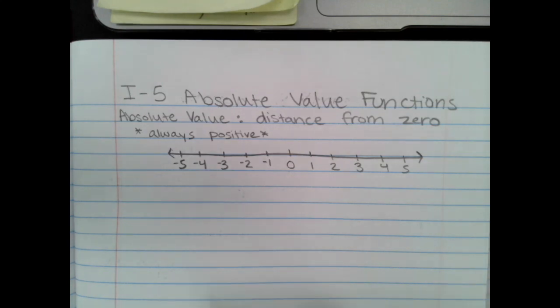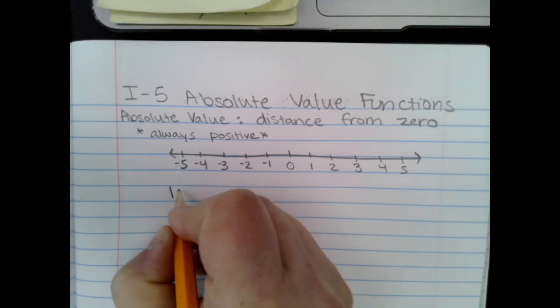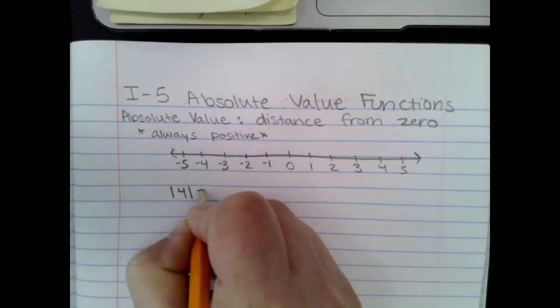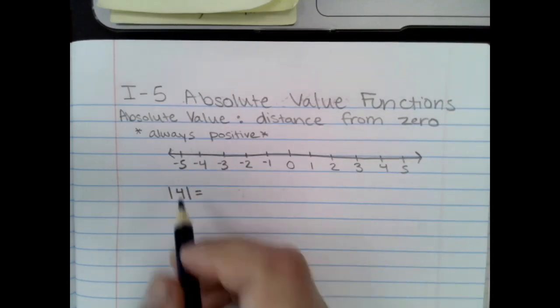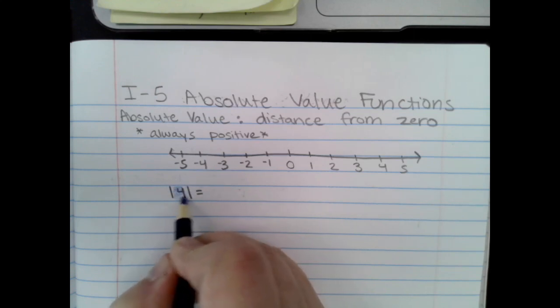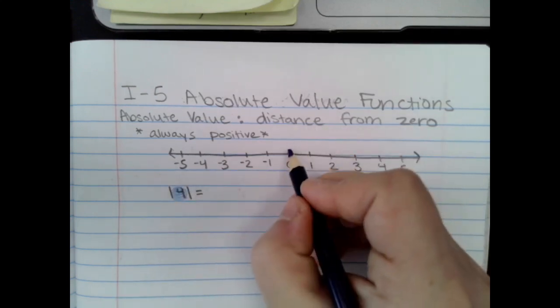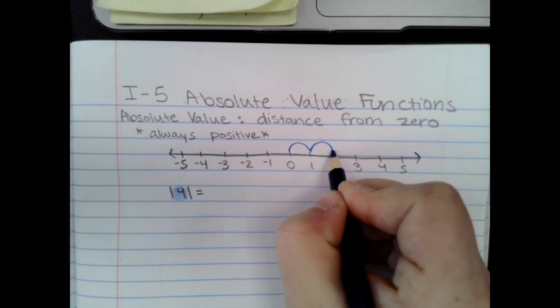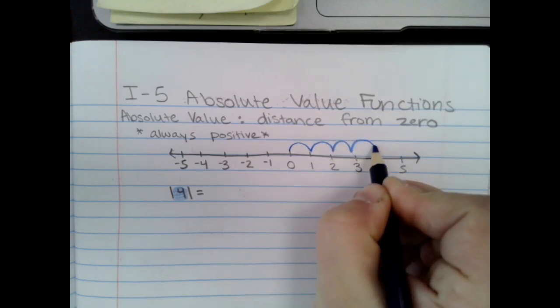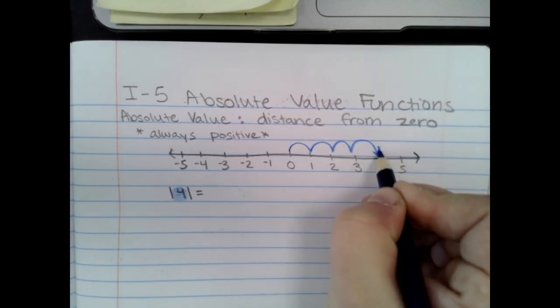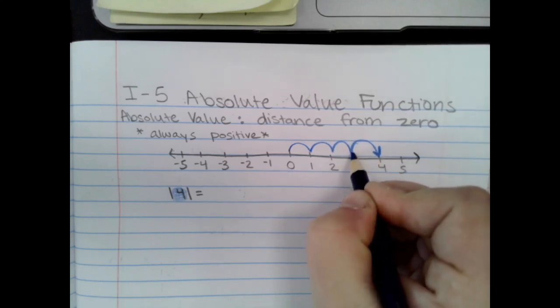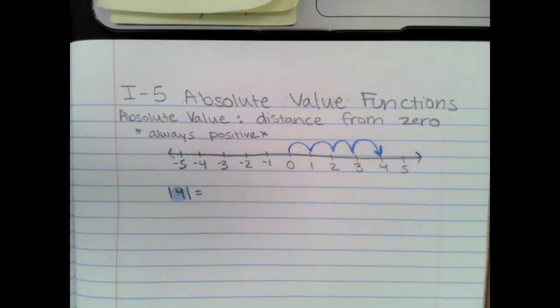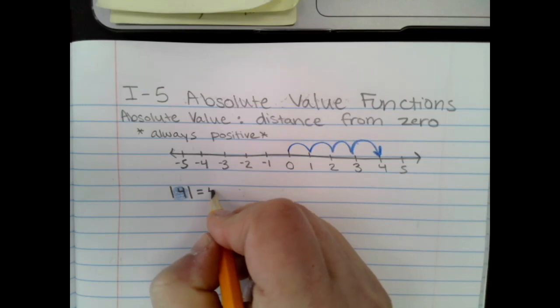All right, so as we take a look at this, if I think of the absolute value of 4, how far away from 0 is 4? If I start at 0, it'd be 1, 2, 3, 4. I said 4, I was just counting. Just took me a second. So absolute value of 4 is 4.